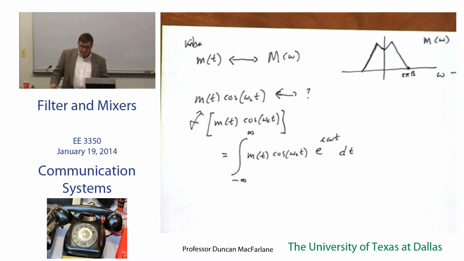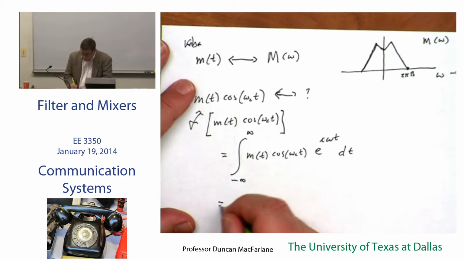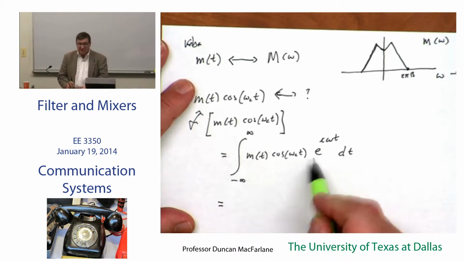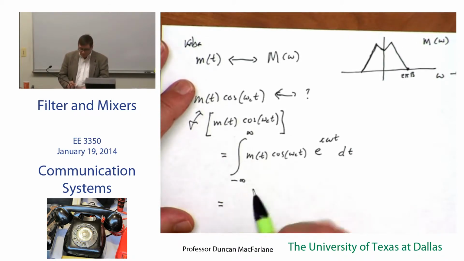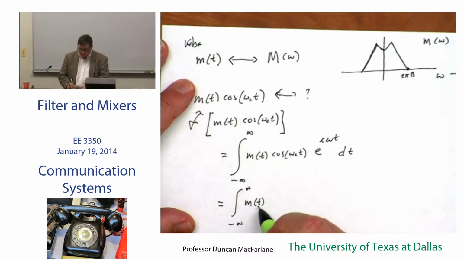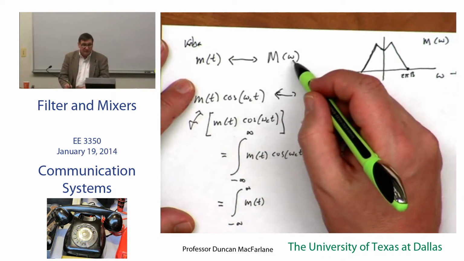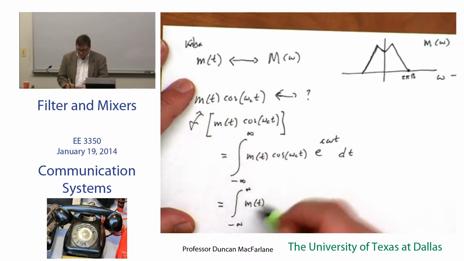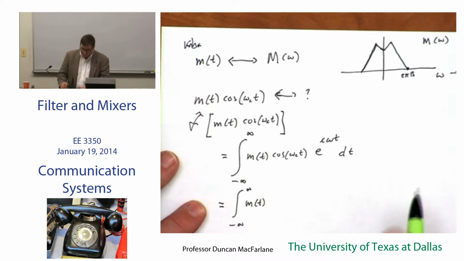And eliminate t. Okay. Now, at first glance, that looks like a mess because I've got function times function times function. But let me rearrange things a little bit. I know something about M of omega, so I'll leave that m of t alone.